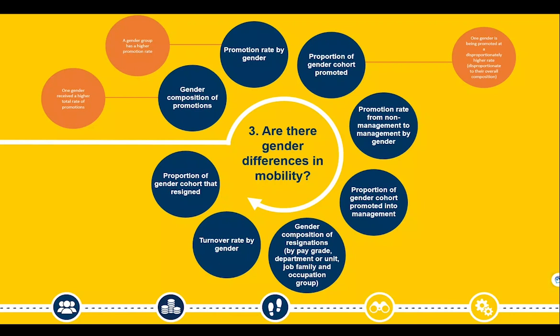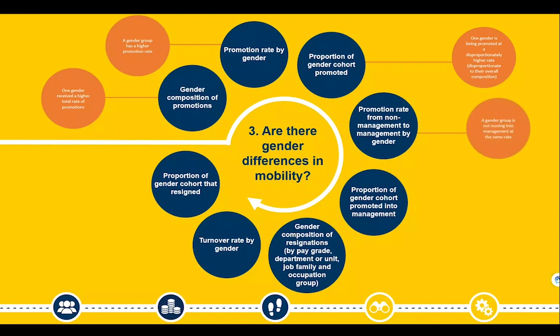So again, we're going to see whether any gender is being promoted at a disproportionately higher rate, proportionate to the overall composition. So we're not looking at the flat numbers as we were in the first metric. We're looking at the proportions of those individual cohorts. So what proportion of men were promoted into management? What proportion of female were promoted into management as a proportion of their cohort?